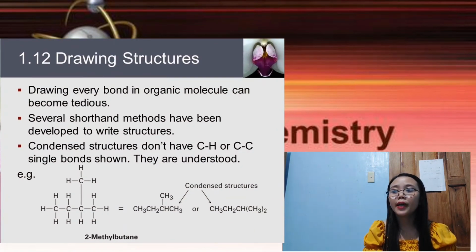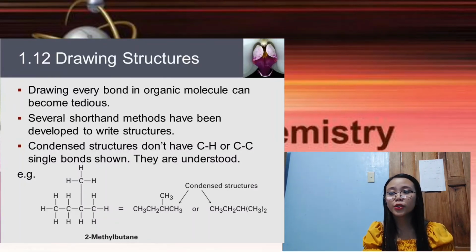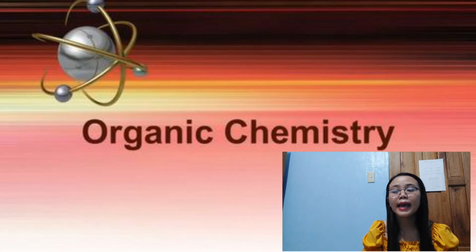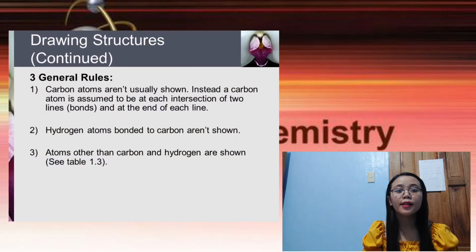Drawing every bond in an organic molecule can become tedious. Several shorthand methods have been developed to write structures. Condensed structures don't have C-H or C-C single bonds shown. They are understood. In drawing structures, there are 3 general rules.